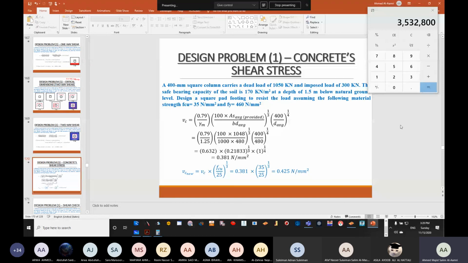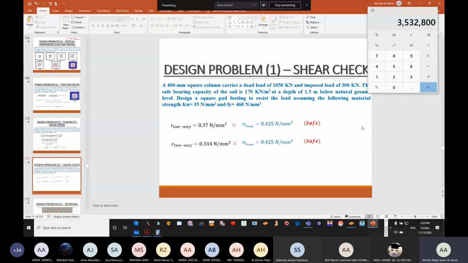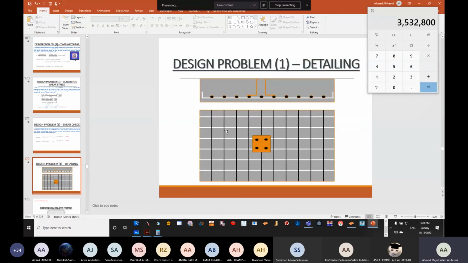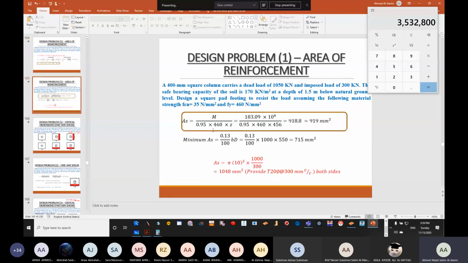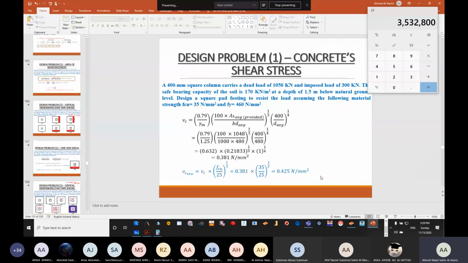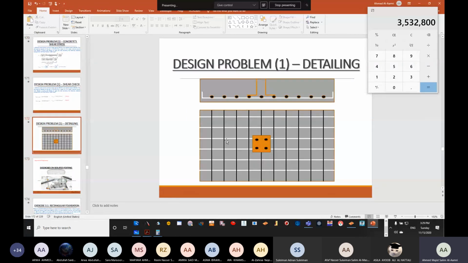We'll try to see a two-way and one-way. You can see the comparison that we have done here. So it's safe or it is not required. And then this is the final detailing. We have white color and black color. Since it's square, we didn't have to calculate two moments. We have calculated one moment. So the reinforcement is going to be T20 at 300 on both sides. Okay, so T20 at 300 on both sides. That's the black and white color.